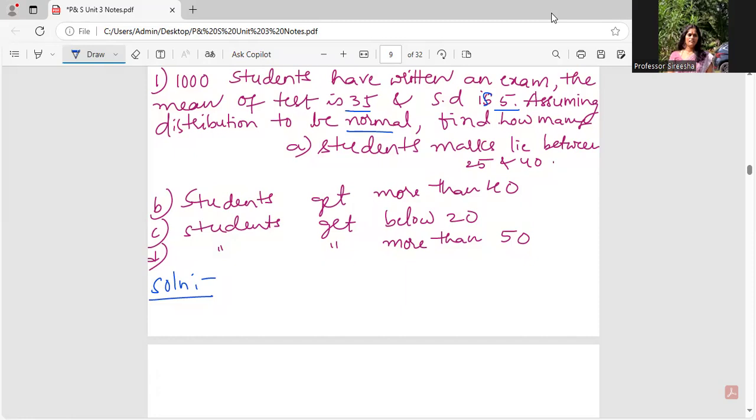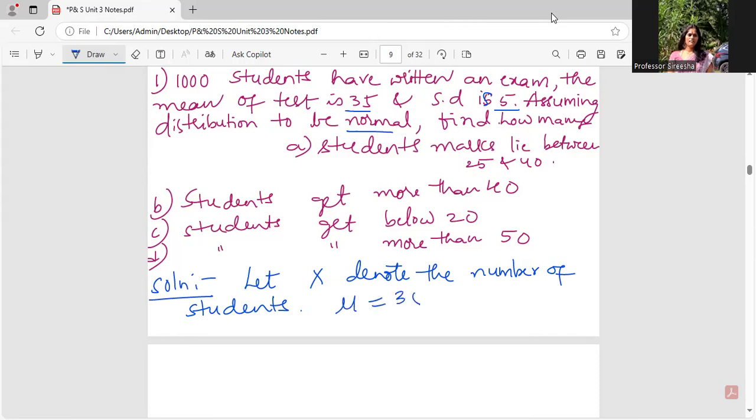All the values that are being given to me are in terms of x. I convert it into the standard normal variate z. Let x denote the number of students. So, what else is being given to me? Mean is being given to me as 35. Sigma is given to me as 5.